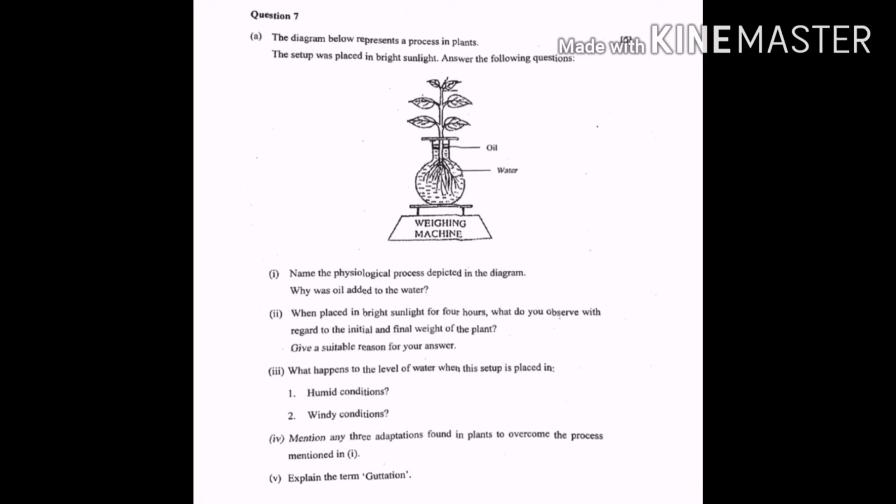The next question asks is, mention any 3 adaptations found in plants to overcome the process mentioned in number 1. In the beginning of this video, I have discussed the adaptations. Out of 4, you can write any 3. It can be sunken stomata, narrower leaves, reduced surface area. The next question is, explain the term guttation. The definition of guttation is the loss of water in the form of water droplets along the margin of the leaf from special tissue called hydathodes, which is present at the margin of the leaf.